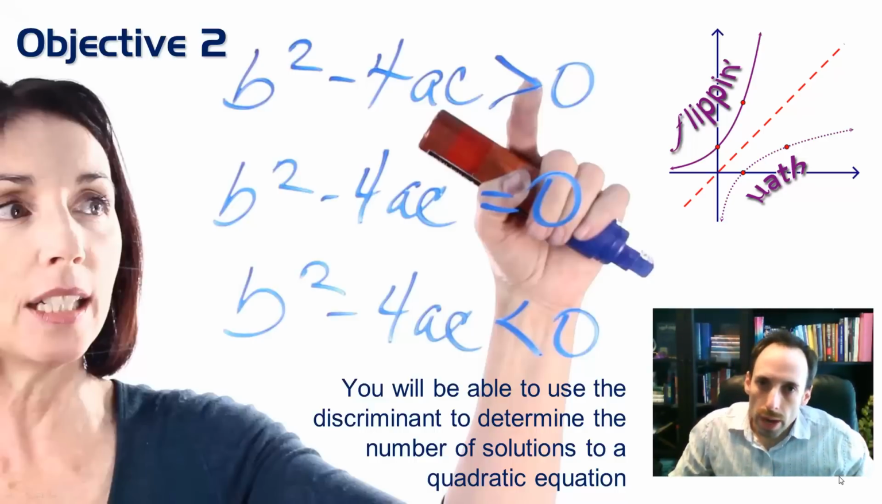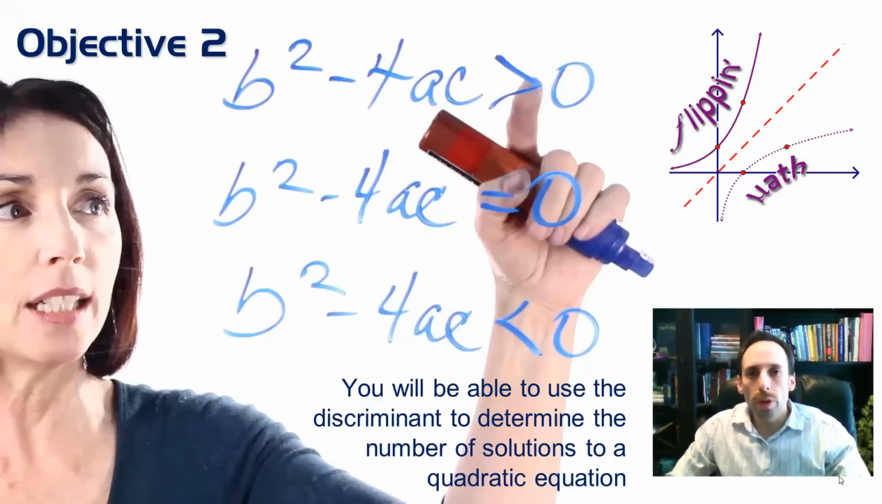Okay, so welcome back to Objective 2 of 4.8, using the quadratic formula and this thing called the discriminant. Objective 2 is all about the discriminant. So take a look at this picture.